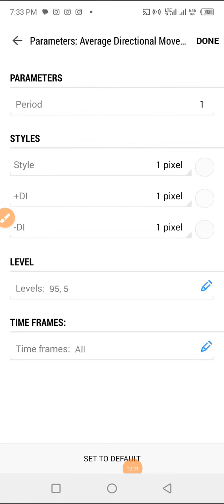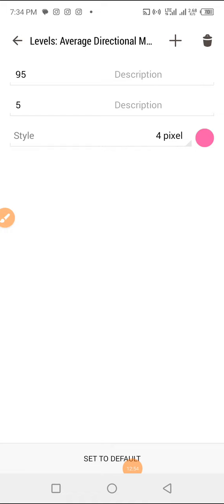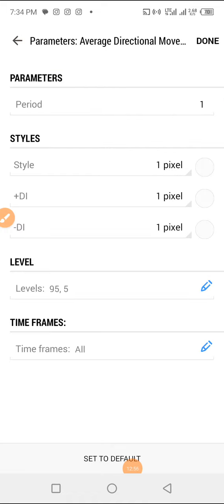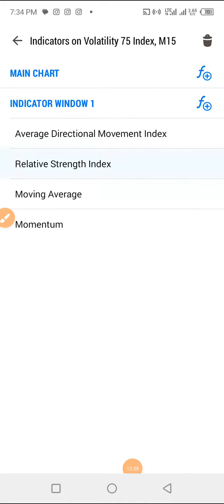The first indicator you are going to apply is the Average Directional Movement Index, that is the ADX. Period is one peg size. Make sure you use your background color for the peg size: if yours is white, use white; if yours is black, use black. For the levels, use 95 and 5. Then you click OK.